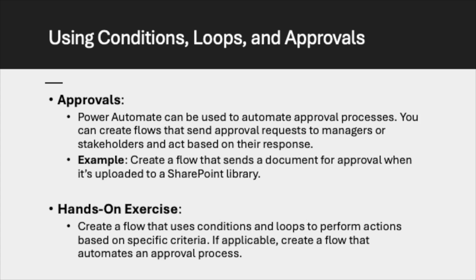Approvals. Power Automate can be used to automate approval processes. You can create flows that send approval requests to managers or stakeholders and act based on the response. Create a flow that sends a document for approval when it's uploaded to a SharePoint library. Hands-on experience: create a flow that uses conditions and loops to perform actions based on specific criteria. If applicable, create a flow that automates an approval process.